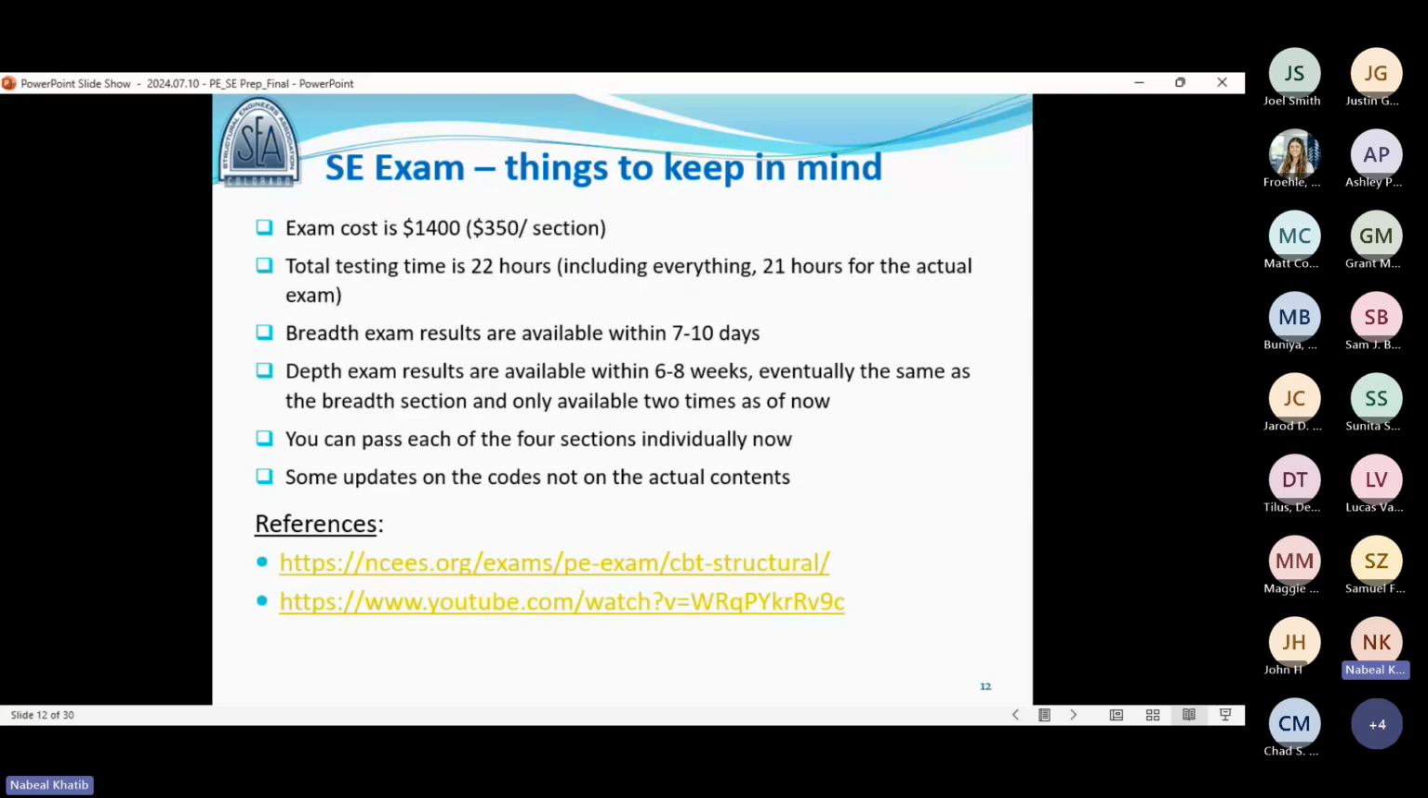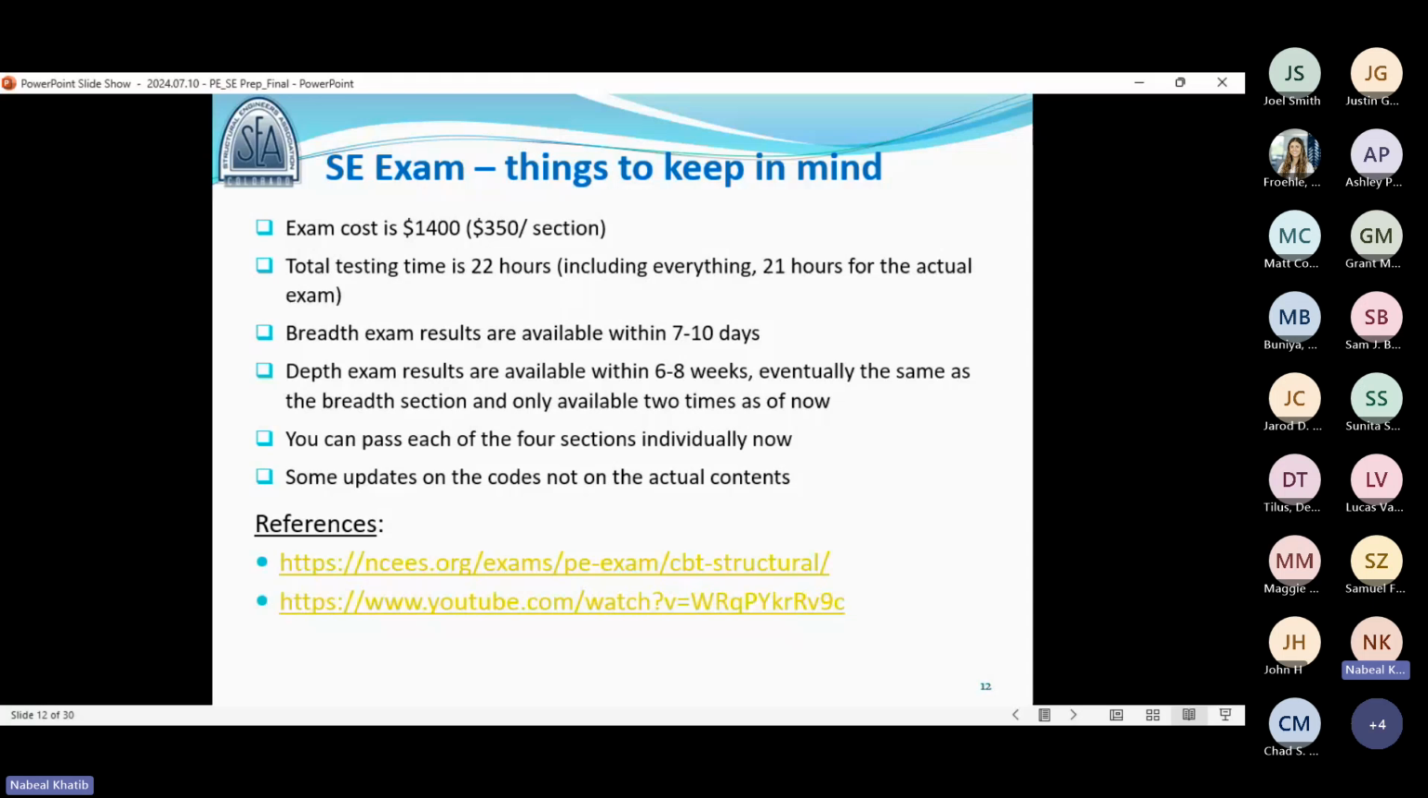Total test time has now jumped from what used to be 16 hours. They call it a 16-hour test. Now it's 22, but that's the total. So including everything, 21 hours for the actual exam: 5.5 times 2 for the breadth, 5 times 2 for the depth, so that's 11 plus 10, that is 21 hours for the actual exam time.